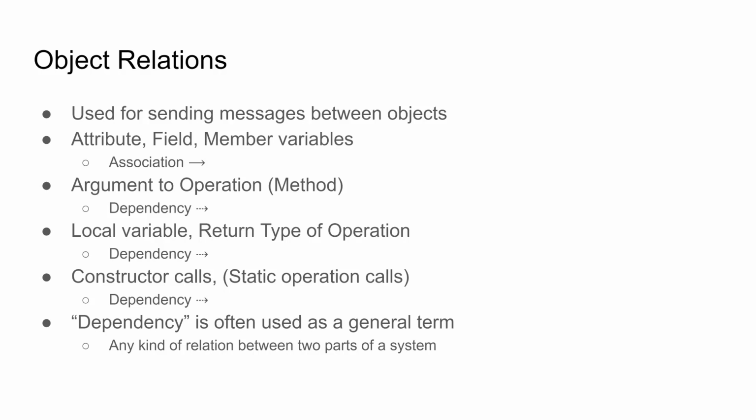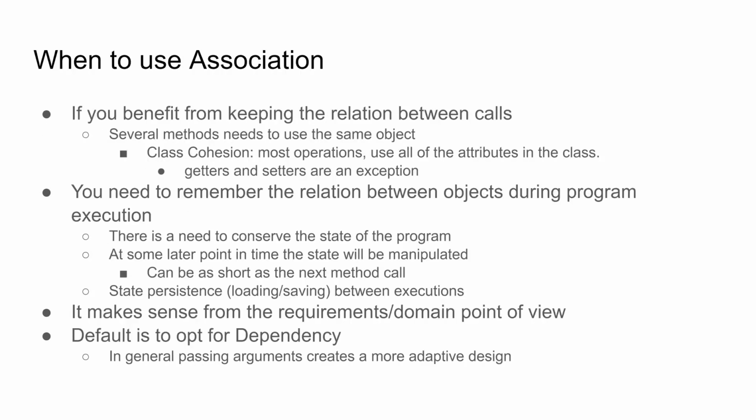Actually, also in the UML, the dependency is defined as the most general form of relationship that we can have. So if you don't know what type of relation you would like to have between parts of the system, you can always opt to use the dependency as long as you don't know or don't want to decide on anything more special. The main question now becomes: when should you use dependency and when should you use association when designing?